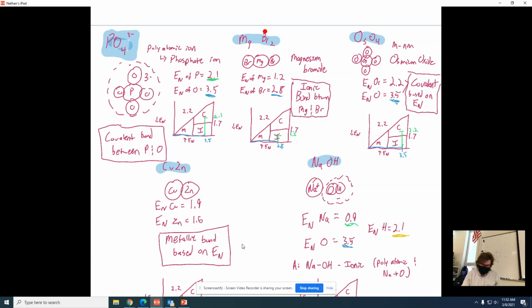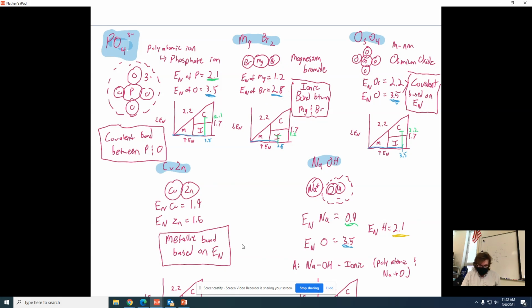Let's look at MgBr2. Drawing a particle diagram, magnesium in the middle, surrounded by 2 bromines. The name here is magnesium bromide. Hopefully that one looks a little familiar to us. We have a metal and a non-metal, so we'd use our ionic naming rules.